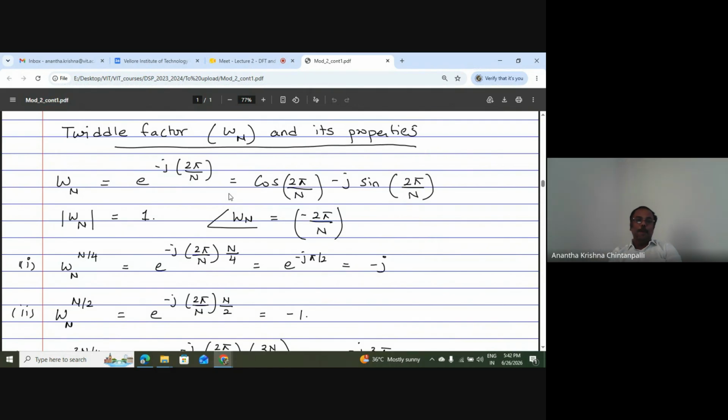Now comes the twiddle factor, which we call Wn, and its properties, because it is very important for us to understand the properties associated with it. Wn is nothing but e to the power of minus j 2 pi by capital N, which is cos of 2 pi by capital N minus j sine of 2 pi by capital N. So we know that the magnitude is going to be 1 and the angle is going to be minus 2 pi by capital N.